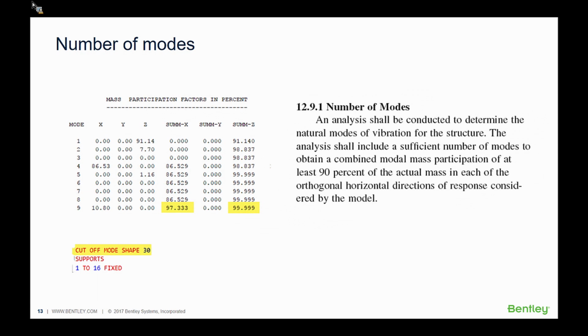So you can find out the mass participation from the analysis output file as shown in this slide, and depending on the participation amount, you may need to consider additional modes over and above the 6 modes. And this can be achieved through the cutoff mode shape command that allows you to tell the software how many modes to consider. At this point, let me bring up the STAAD Pro software and show you a couple of things that we discussed about.